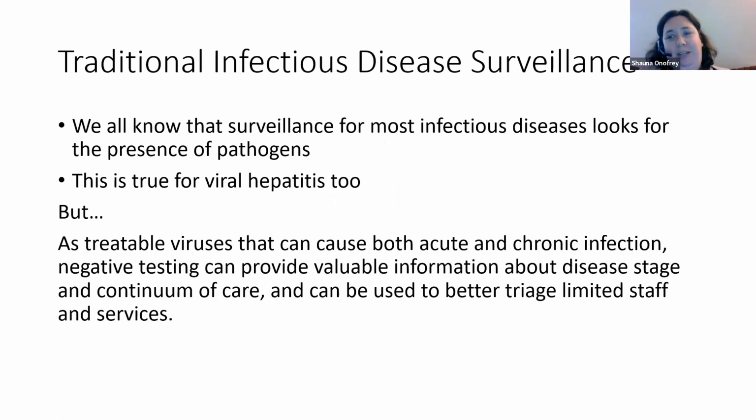So I wanted to do a quick overview of why we are talking about this in the first place, right? I think everybody on this call probably knows that traditional infectious disease surveillance looks for the presence of disease entities, be them bacteria or viruses, as in this case. And that's true for viral hepatitis too, but as treatable viruses that can cause both acute and chronic illness, negative testing can provide really valuable information about disease stage and continuum of care, and can be used to better triage limited staff and services, which unfortunately we all continue to deal with, especially now as folks are getting back to whatever the new normal is in your jurisdiction. Next slide.